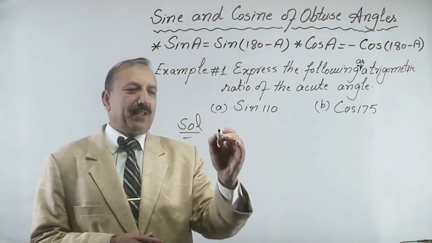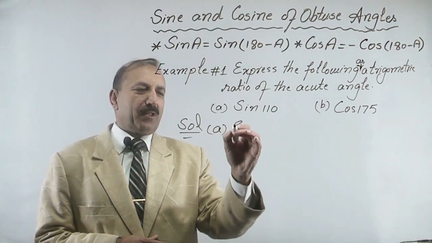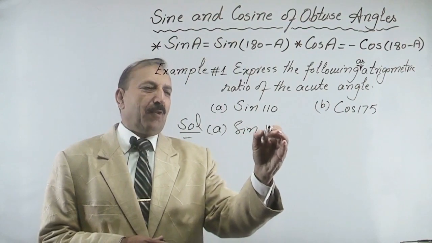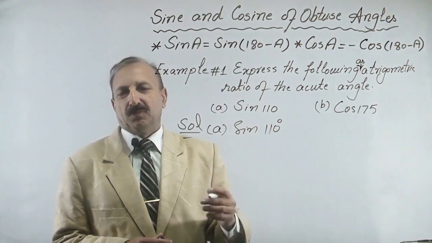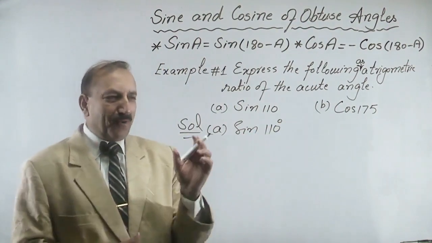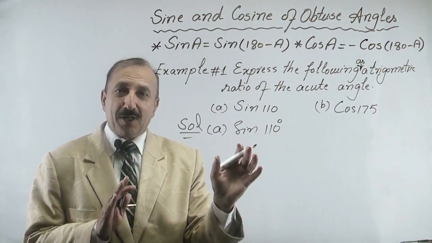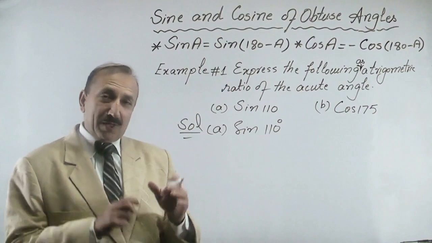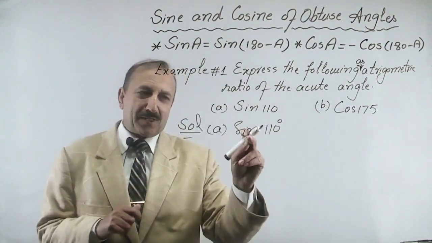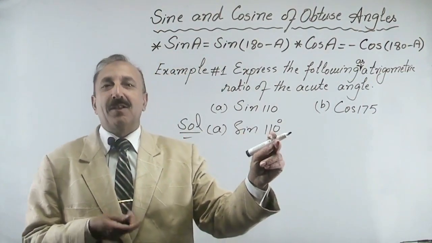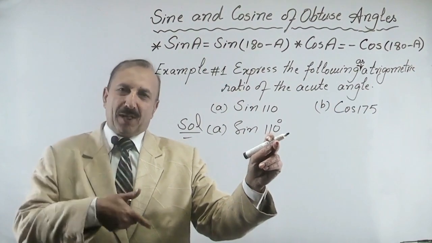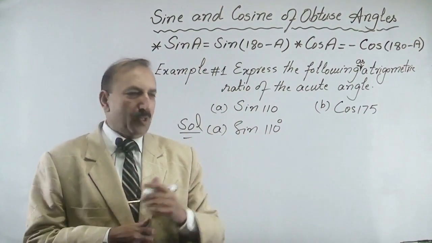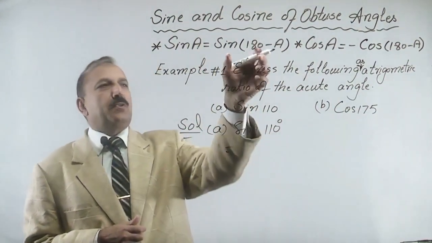This is part A, and we have given sine of 110. The question basically is, we are supposed to find the value of sine of 110. But the question is in the sense of first converting this angle, which is an obtuse angle, into an acute angle and then finding its value. Let's proceed according to this rule.